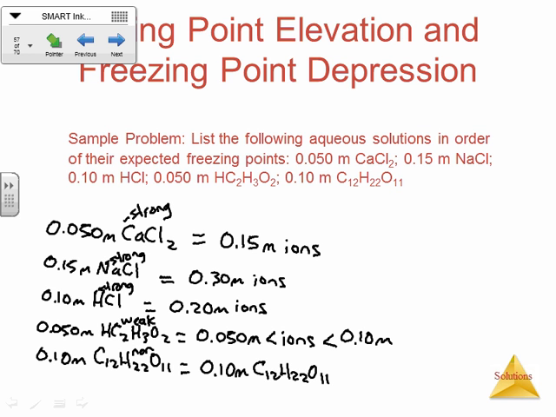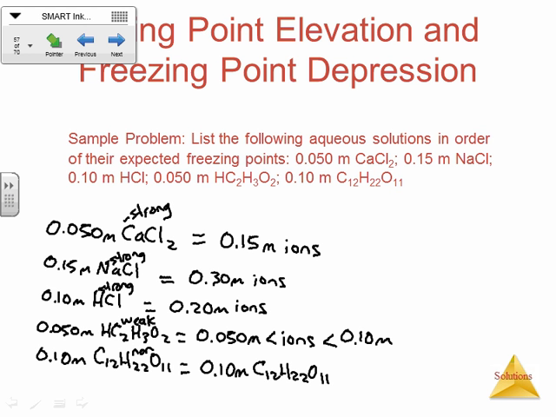All right, so then we list them in order of their expected freezing points. I guess it didn't really say whether to go highest to lowest or lowest to highest. So let's go lowest to highest, okay? What do we think would probably have the lowest freezing point out of anything on this list? I think the acetate.